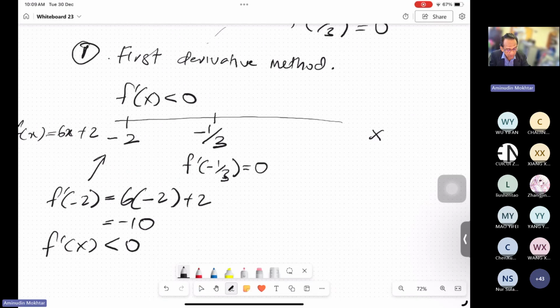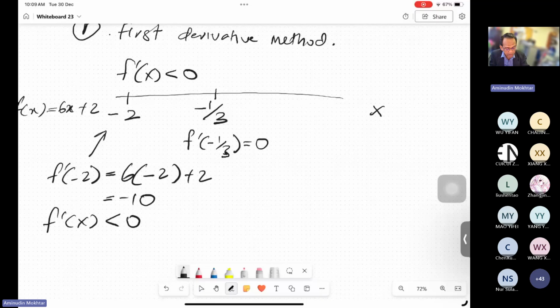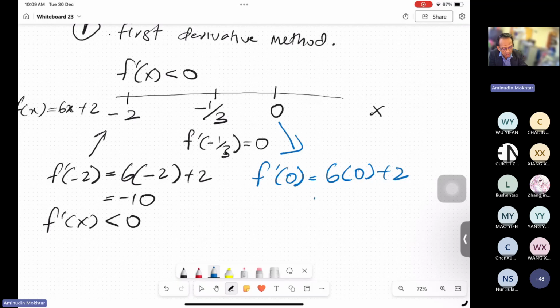Okay, now we choose one value of x after this critical point. You can choose any value, but for example, I choose x equals 0. When x equals 0, the slope of the function, f prime of 0, is 6 times 0 plus 2, which is 2, positive. So after this critical point, the slope of the function is positive.